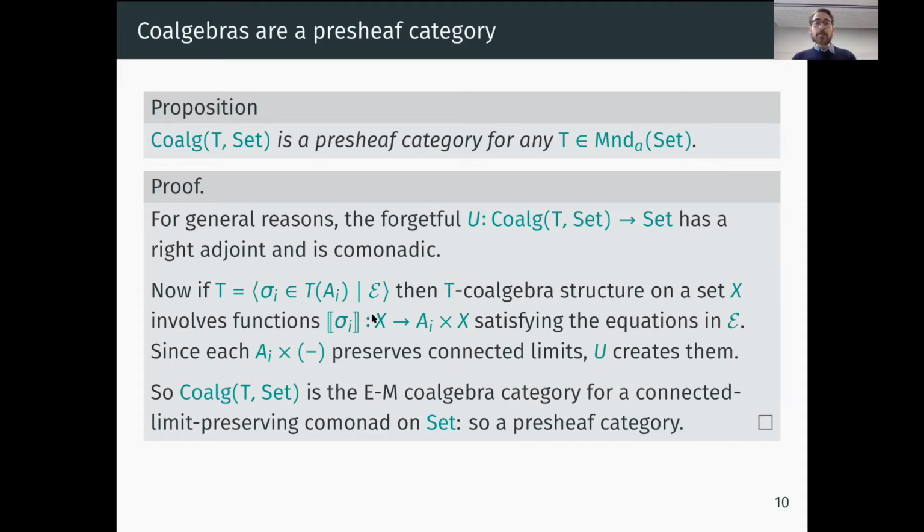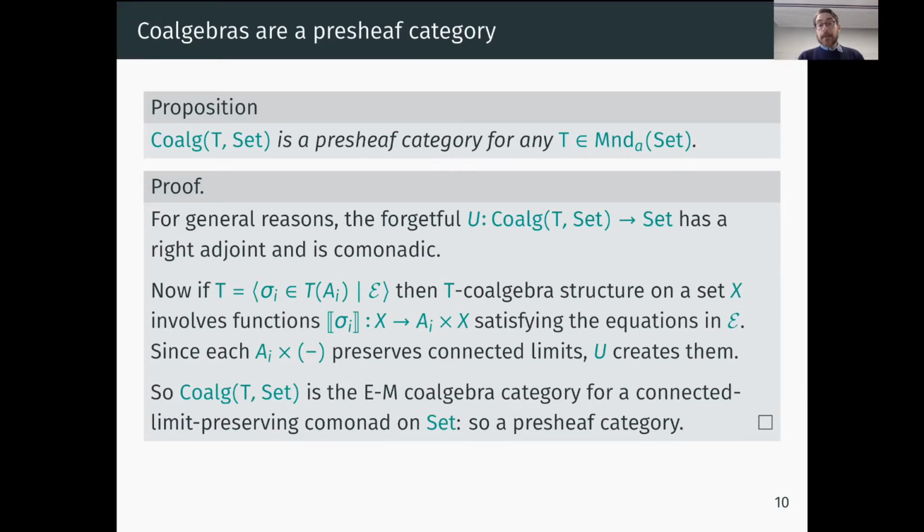All right, so our coalgebra is a set X with a bunch of functions like this. And so if I have a connected limit, if I have a connected diagram of coalgebras, then I can just take the limit of that diagram at the level of underlying sets, and I can lift the coalgebra structure to that limit. In other words, if I look at this forgetful functor U, it creates connected limits. Okay? And so what we found is that coalg T set is the category of Eilenberg-Moore coalgebras for a connected limit preserving comonad on set. Okay?